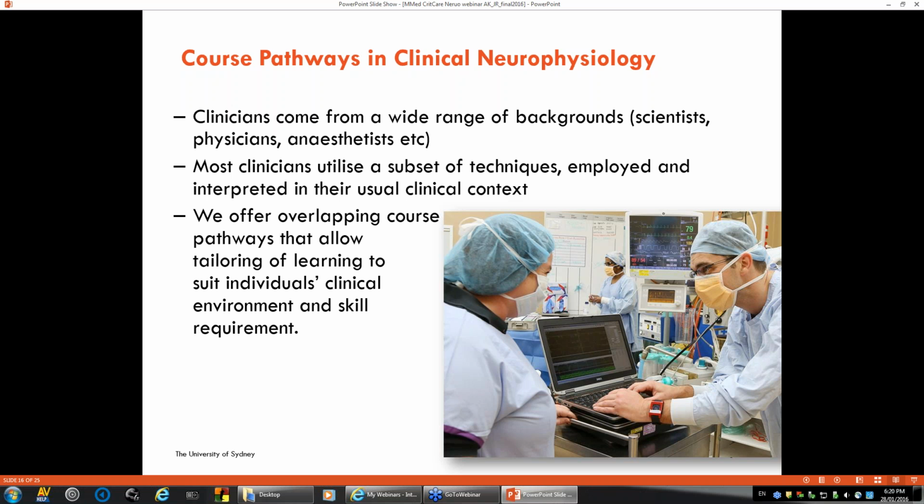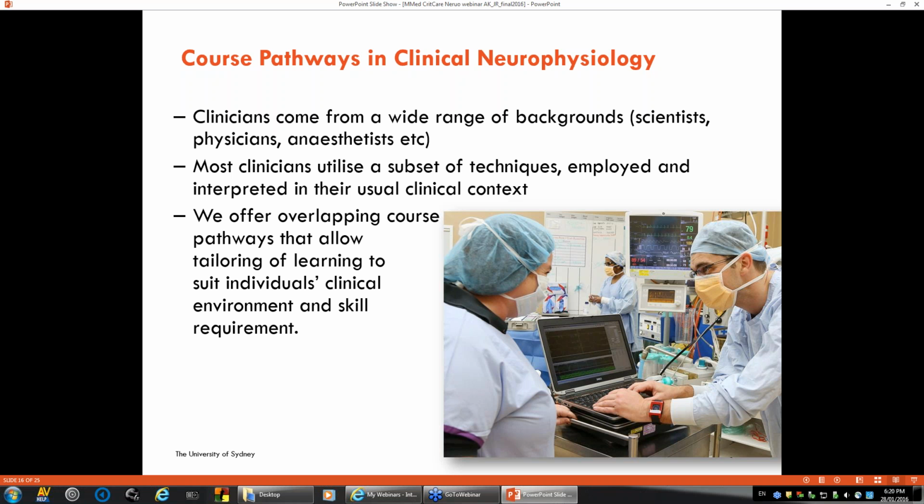Certainly we have people working in clinical neurophysiology who've come up through a scientific pathway and have science degrees. We have people who've come through a technical pathway and don't have degrees relevant to this sort of work, but have extensive on-the-job training. And we have a number of physicians, particularly lately anaesthetists, who have their general training skills, but no real opportunity to have learnt this information before. And so we're trying to provide educational opportunities that meet all these groups.